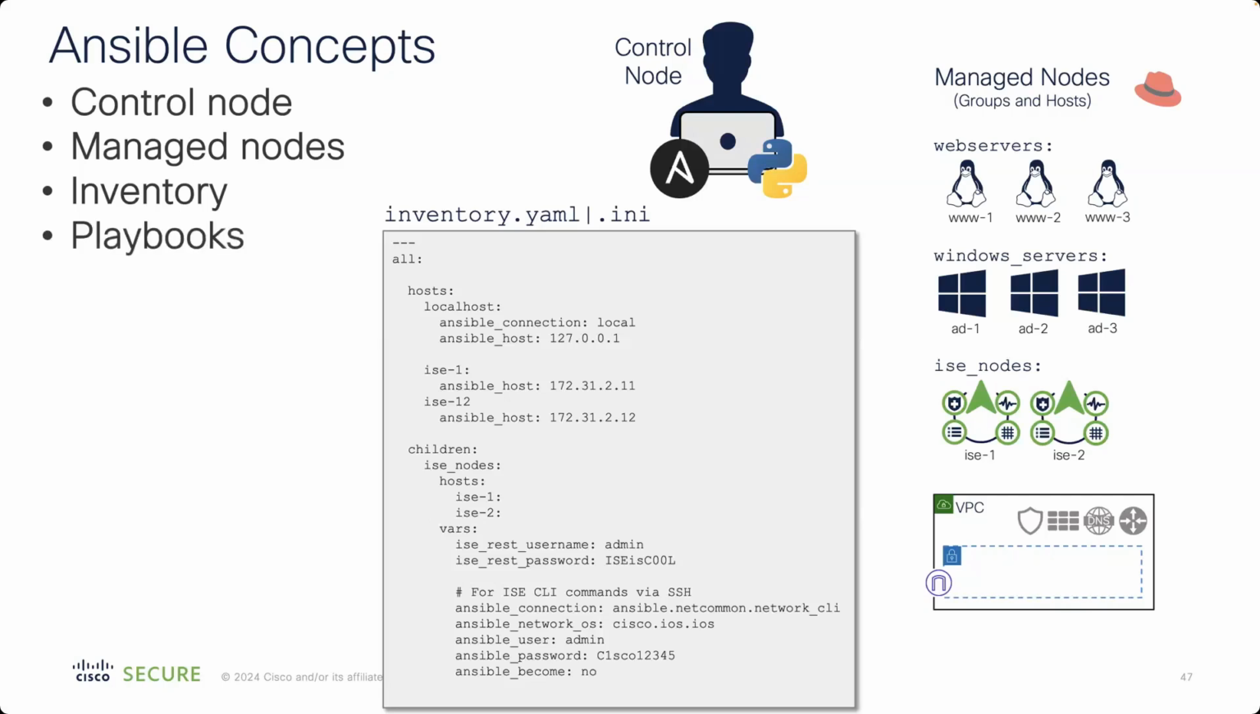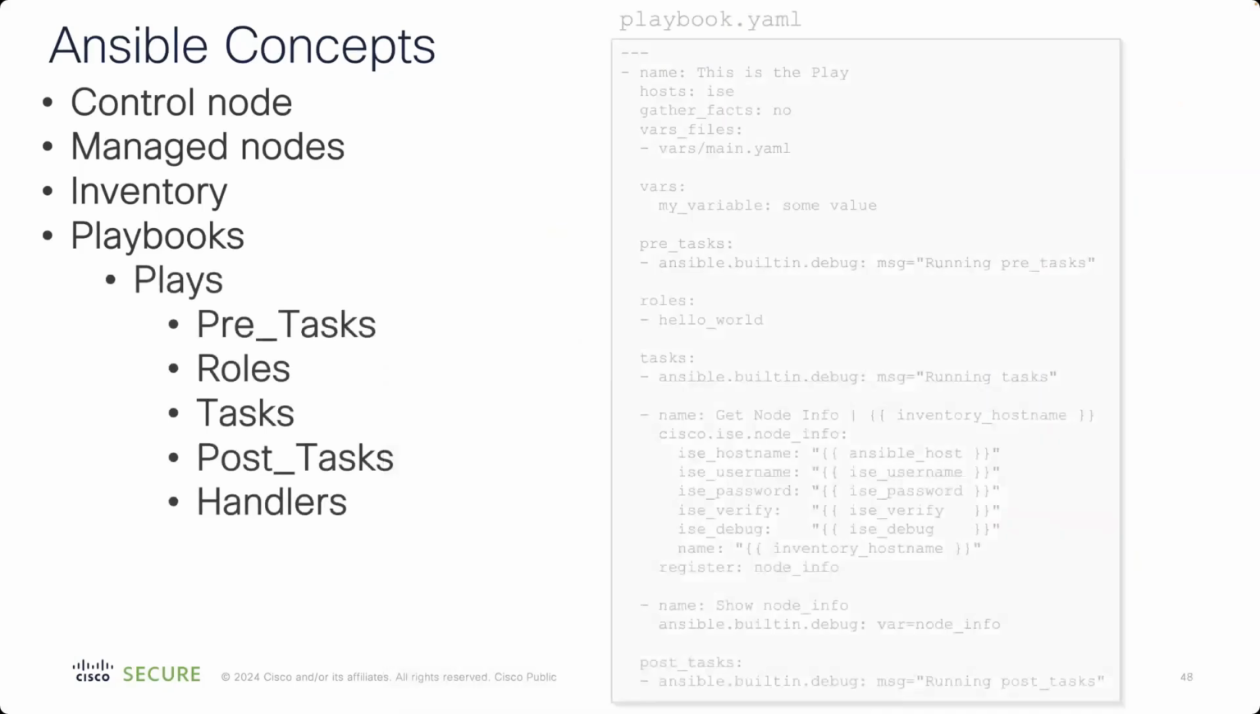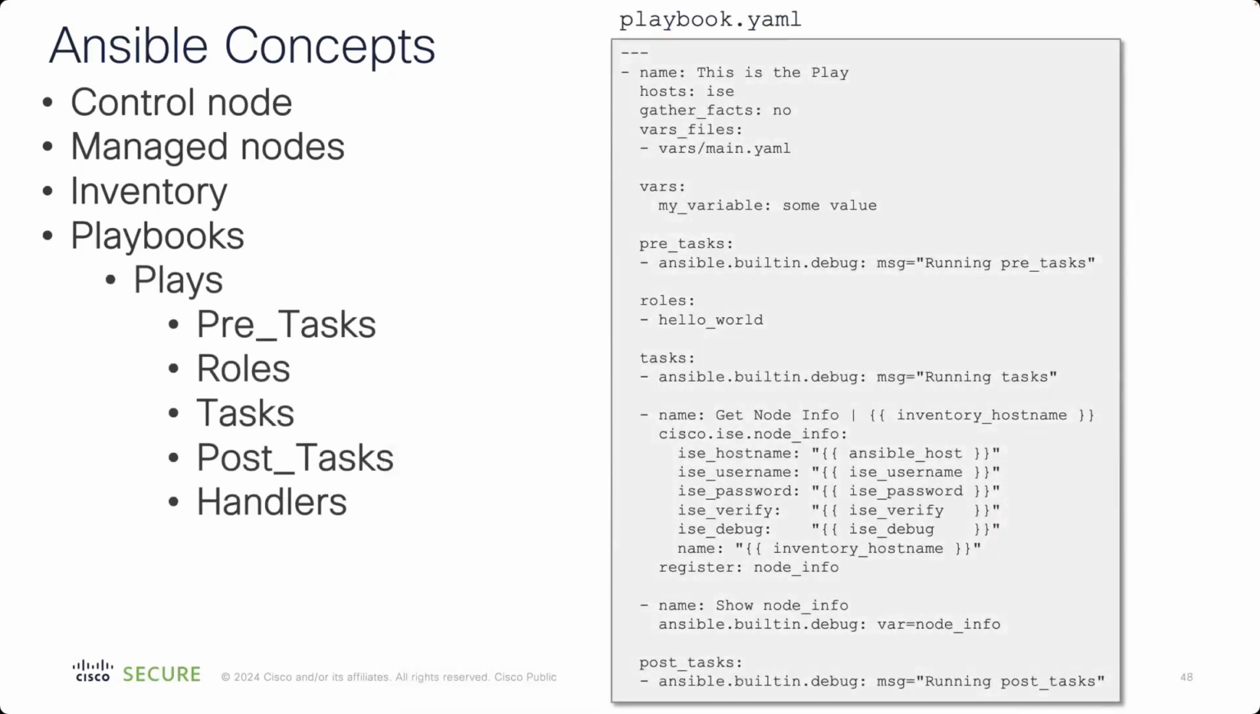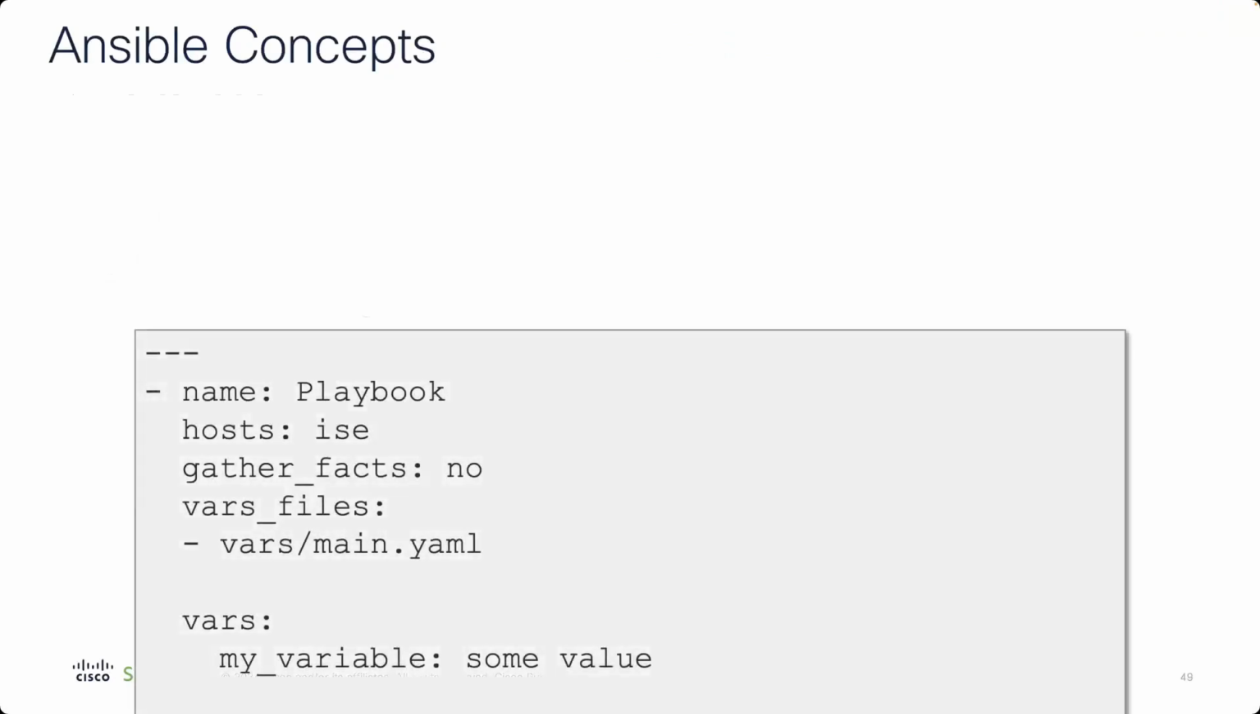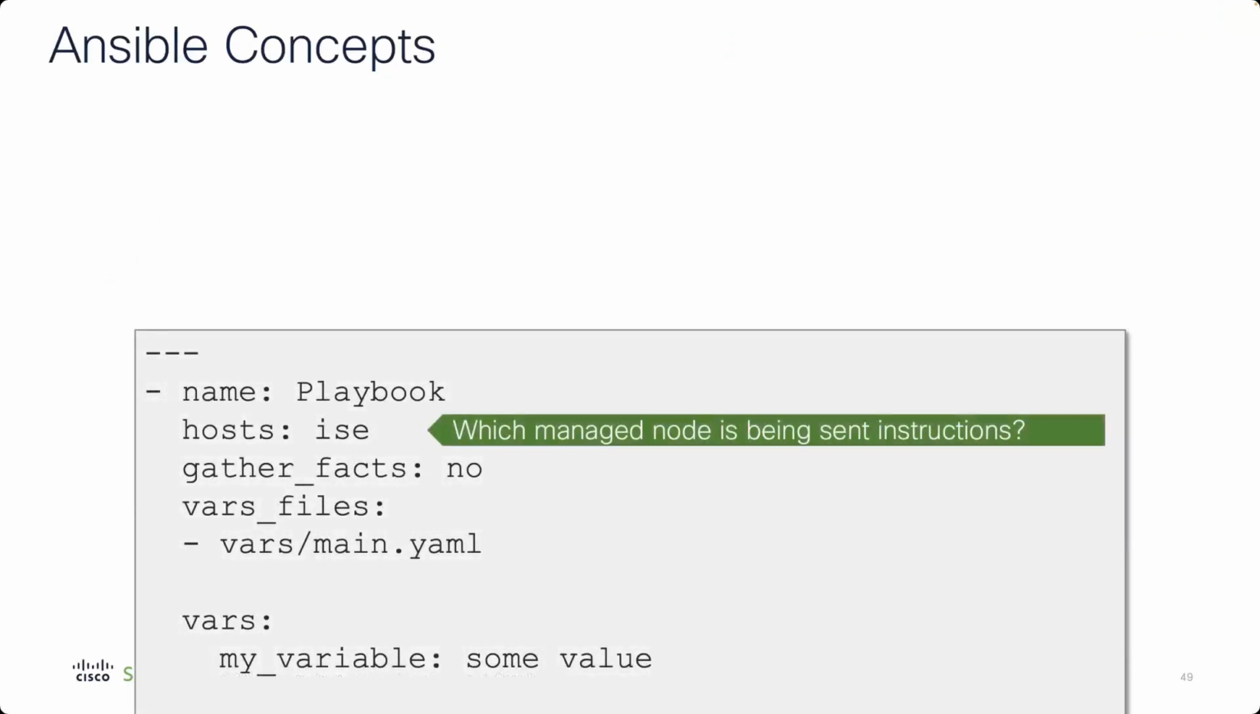And then you have your playbooks. Within your playbooks, you have plays, and then you have all these pre-task roles, tasks, post-tasks, and handlers. The playbook is the file, whereas the play is this section here at the top.